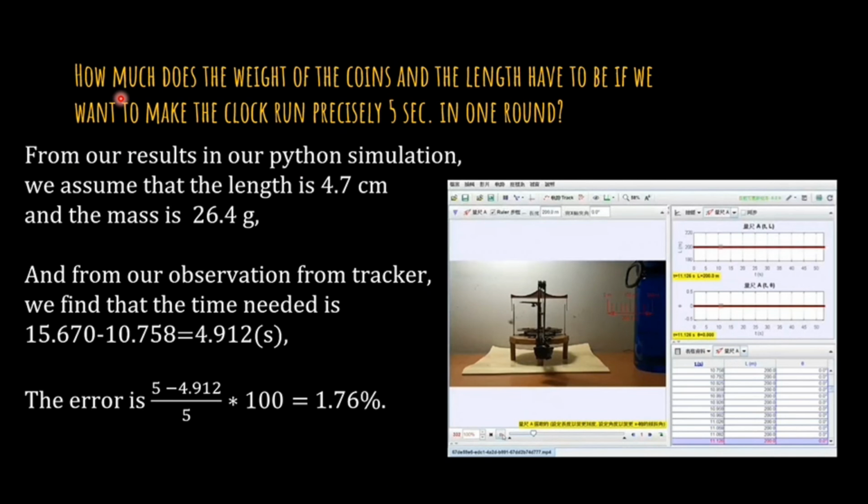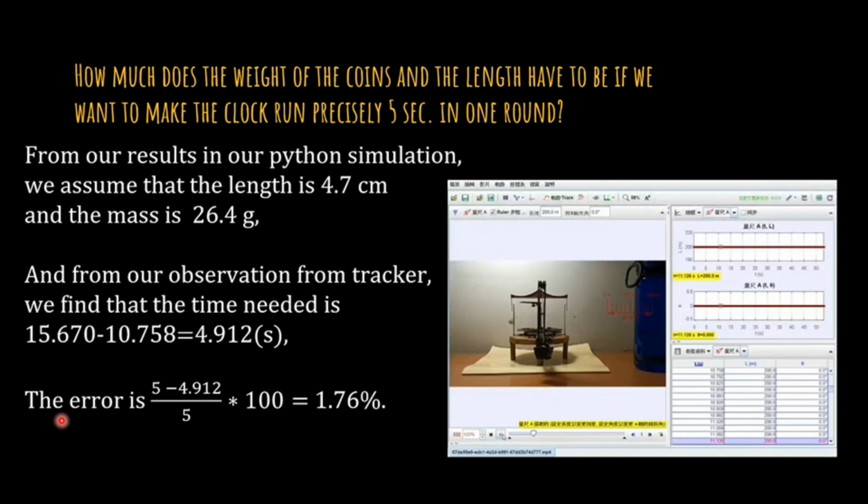6.7%. And the next situation is, how much does the weight of the coins and the length have to be if we want to make the clock run precisely 5 seconds in one round? From our results in our Python simulation, we assume that the length is 4.7 centimeters and the mass is 26.4 grams. And from our actual observation from the Tracker, we find that the time needed is 4.912 seconds. So the error is approximately 1.76%.